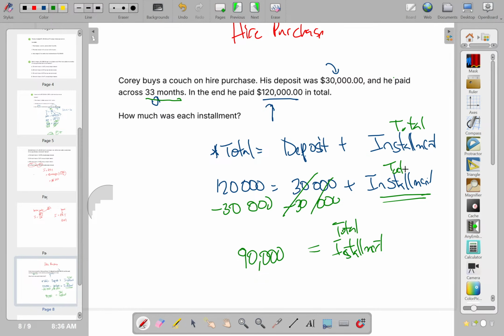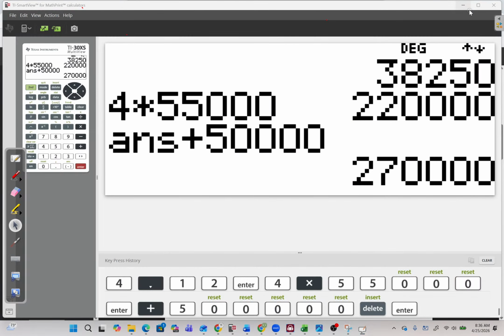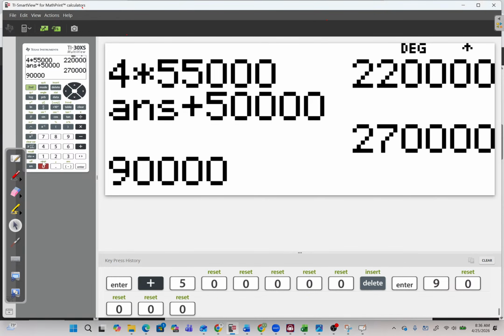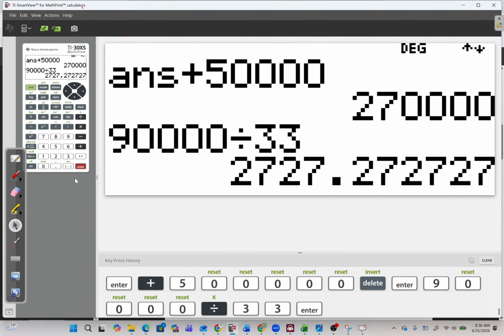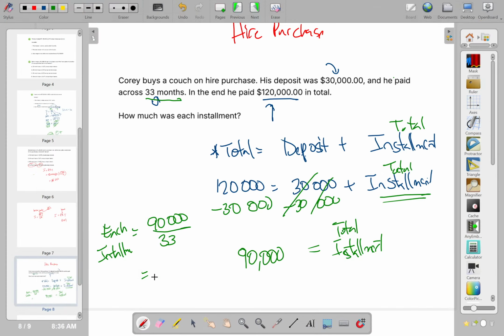Yeah? So then if I want each installment, it is going to be that 90,000 divided by how many months you're breaking it up into. So each installment would have been 90,000 divided by 33. That gives me 2,727. So 2727 point, it looks like 2727? Yeah. All 2 sevens going on. So that is how much each installment will be.